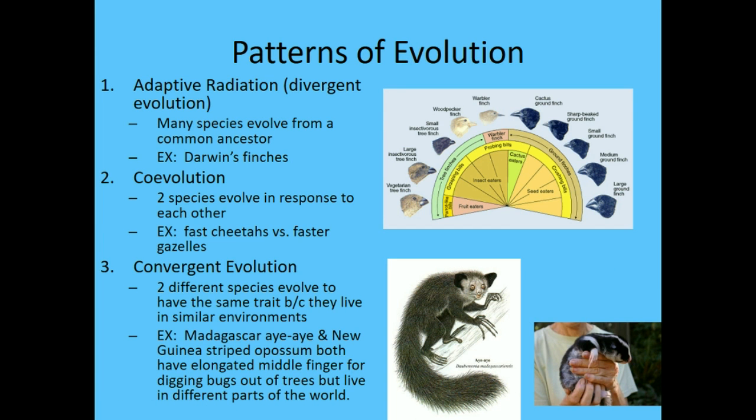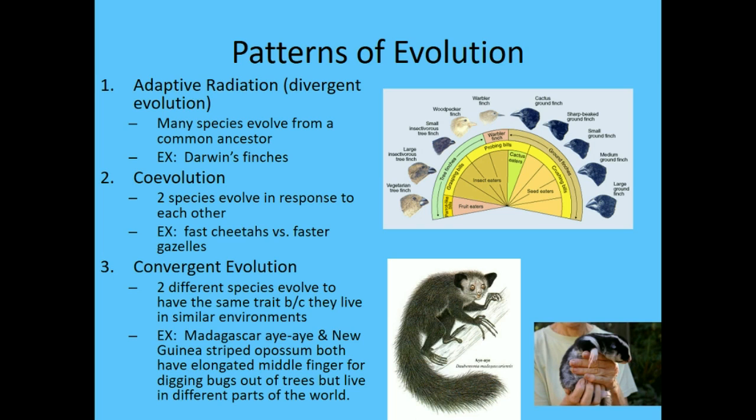Okay, now that's kind of explaining an example of evolution. But then we can look at patterns of how things can evolve. So the first is what we call adaptive radiation, also called divergent evolution. The name divergent is a little bit more on the nose in terms of what happens.